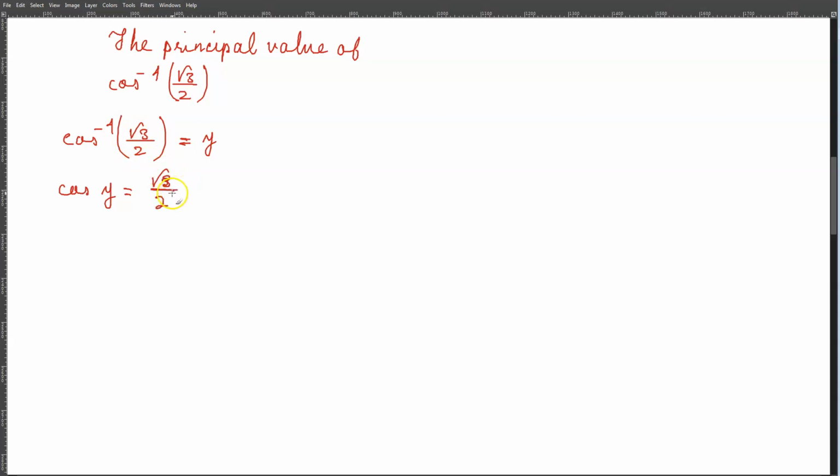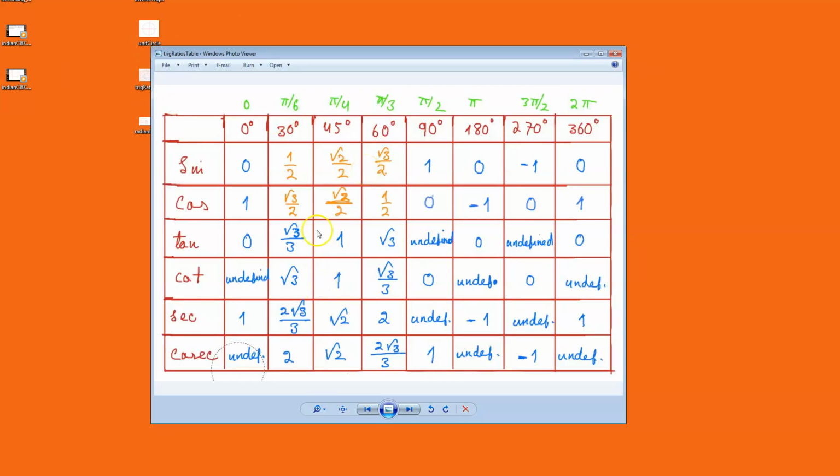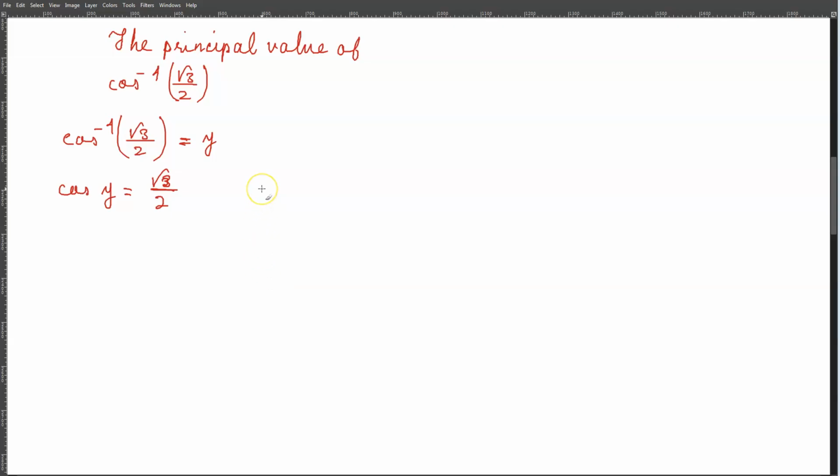Now, so we have the trigonometric ratios table. I know that the cos of 30 degrees is equal to square root of 3 by 2, right? So basically, when it comes to 30 degrees, I know that the sine of 30 degrees is equal to 1 by 2, and cos of 30 degrees is equal to square root of 3 by 2, right?